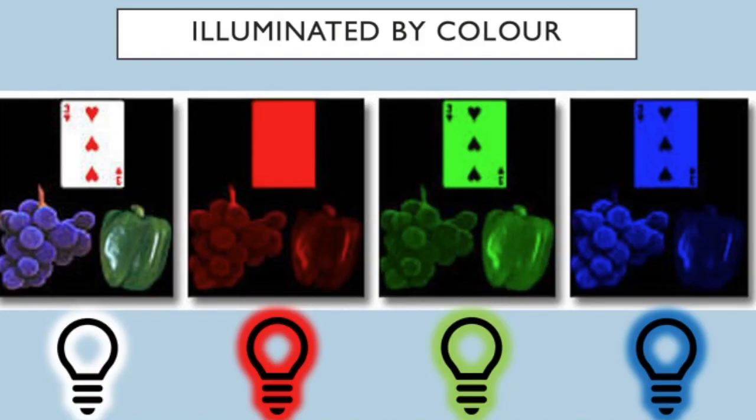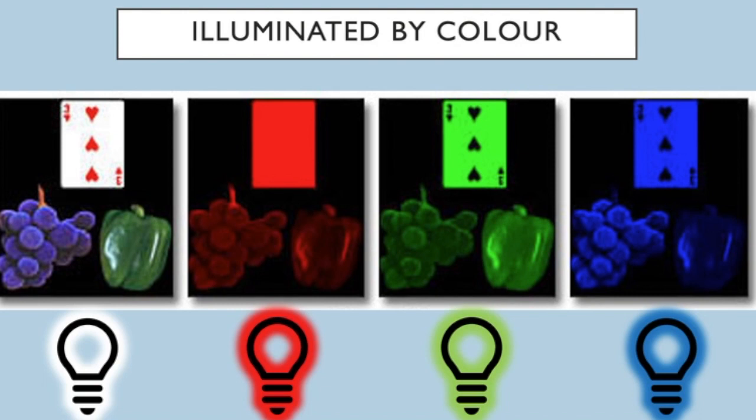So here we've got 4 photos that are exactly the same, being illuminated by different coloured light. In the first photograph on the left, a playing card, a green pepper, and a cluster of purple grapes are illuminated with white light, and they appear as you'd expect under natural lighting. In the second photograph, however, the objects are illuminated with red light. Note that the playing card reflects all of the light that strikes it, while only the grape stem and the highlights on the grapes and pepper reflect the red light. The majority of the red light is being absorbed by the grapes and pepper.